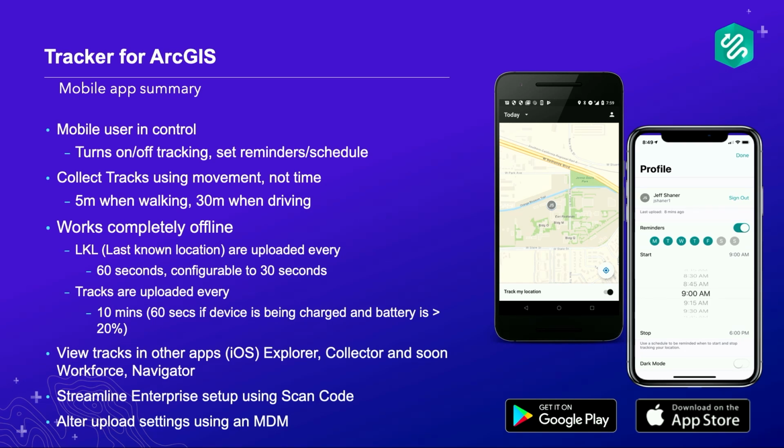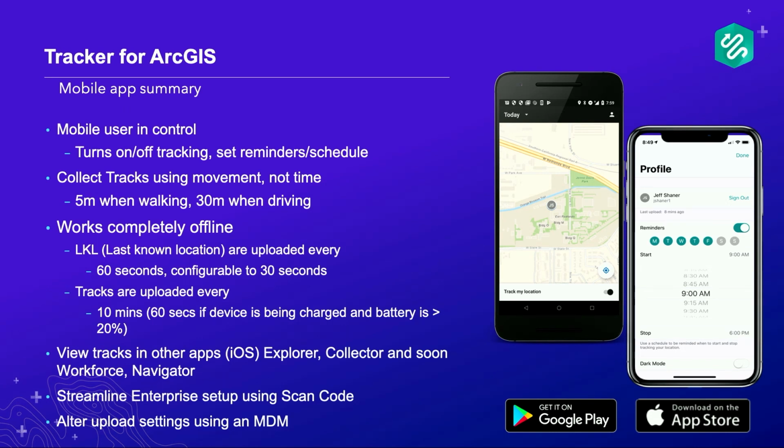We're uploading the last known location by default every 60 seconds. You can configure that to 30 seconds through the user experience. From the MDM, you can go down to 5 seconds if you want. The track data itself uploads every 10 minutes by default. But if the device is plugged in and has more than a 20% charge, then we'll bring that down to 60 seconds.